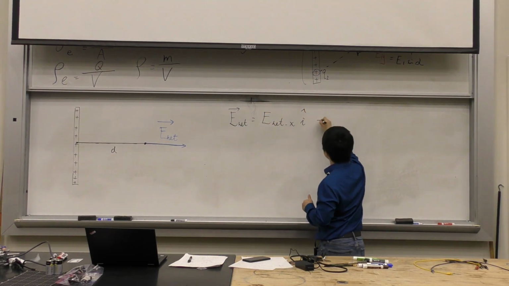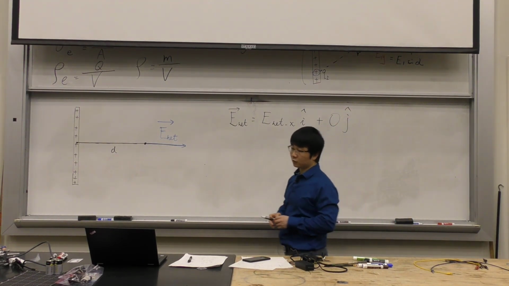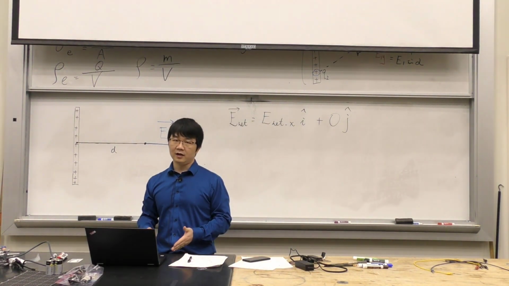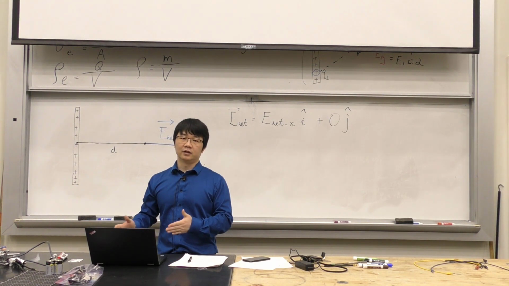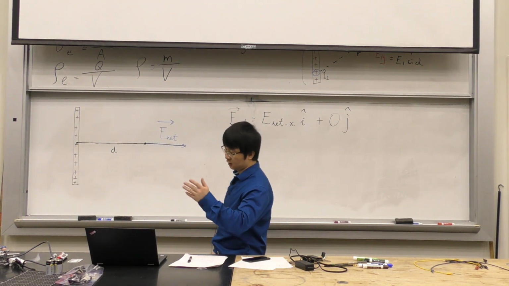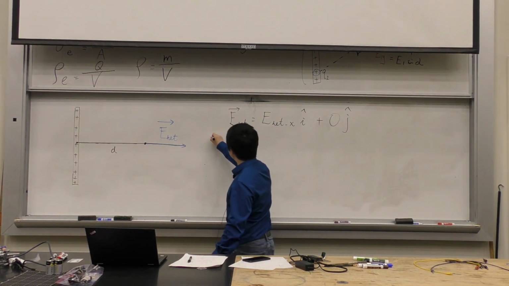I hat plus 0 j hat, right? So I don't need to worry about this y component, okay? So I hat and j hat, they're again notations. I hat is the unit vector in x direction, j hat is the unit vector in y direction. All right, then how do I find out this guy?